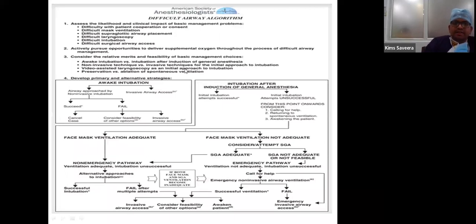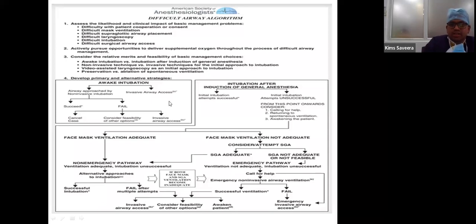And this is the difficult airway algorithm that we should be aware of when we are intubating. First, to assess the difficulty, cooperation and consent is one of the important things before intubation, and difficult mask ventilation, or difficult supraglottic airway placement, or difficult laryngoscopy, or difficult intubation, or difficult surgical airway access. This is all assessed by the LEMON scoring that we have discussed prior.